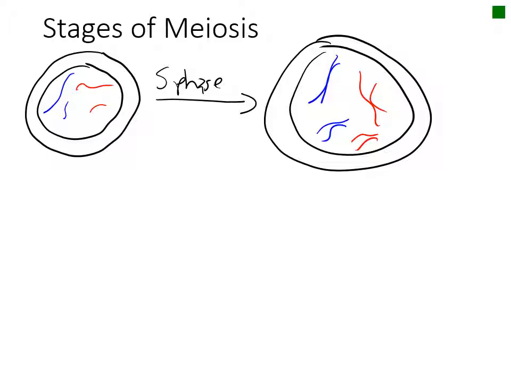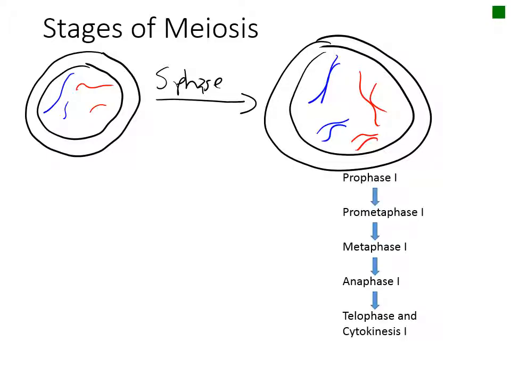The cell will then go through the same phases that occurred in mitosis: prophase, prometaphase, metaphase, anaphase, and telophase. However, because there are 2 rounds of cell division in meiosis, there must be 2 versions of each phase. After cytokinesis 1, the 2 daughter cells immediately enter into the second round of division and begin prophase 2.